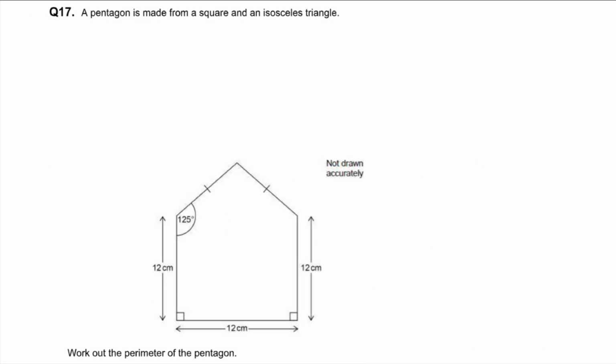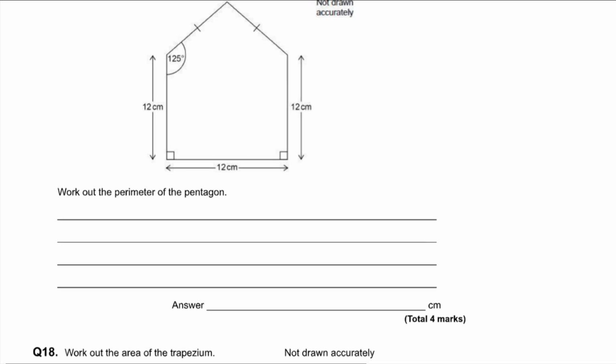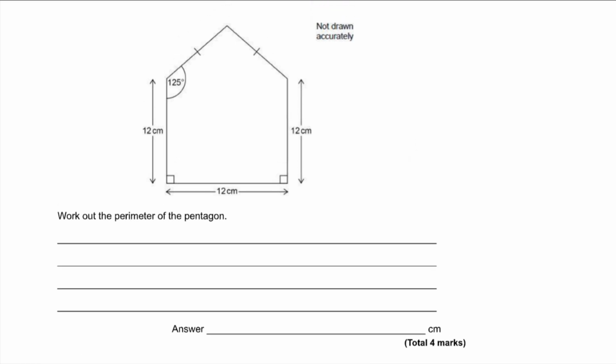Okay. Question 17. A pentagon is made from a square and an isosceles triangle. So we've got a square and a triangle stuck on the top of it. And it says work out the perimeter of the pentagon.